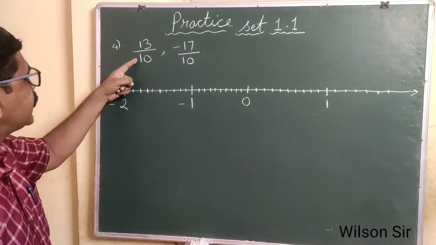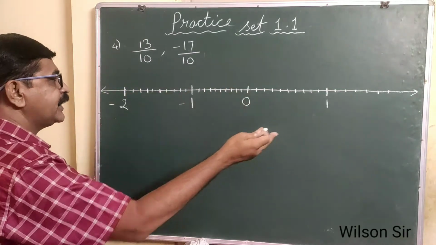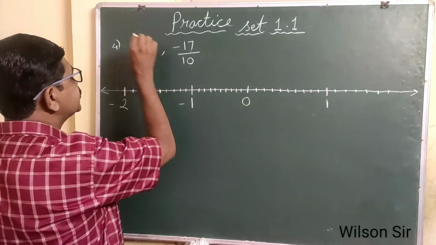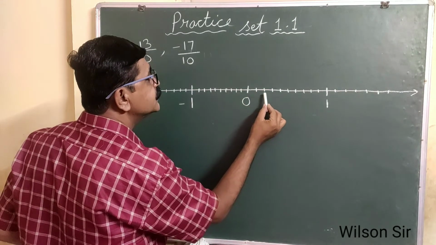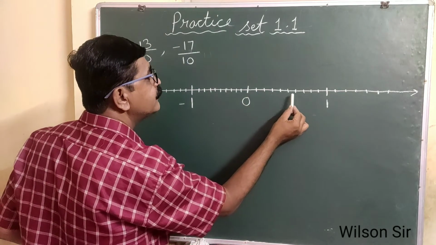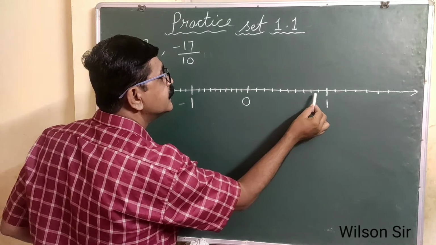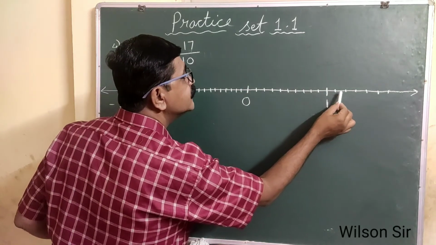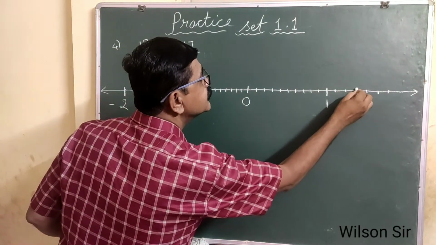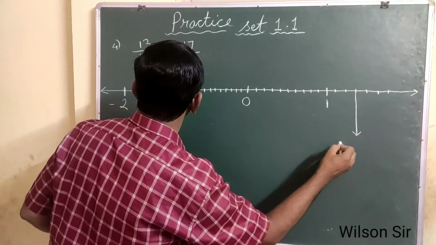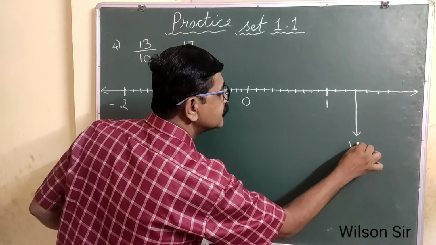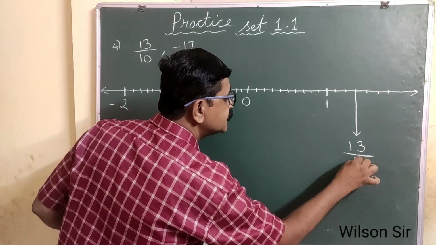So 13 upon 10 positive number. So right hand side of the 0 will count 13 points. From 0, 1, 2, 3, 4, 5, 6, 7, 8, 9, 10, 11, 12, and 13. So this is our point. So this point is 13 upon 10.